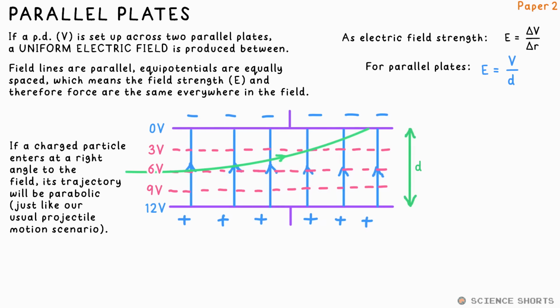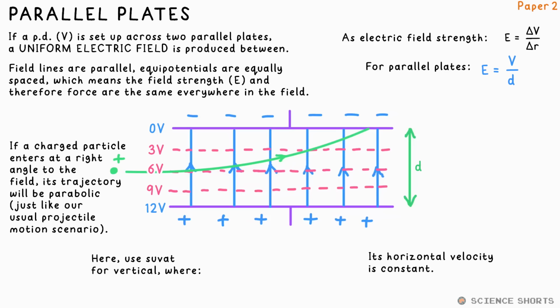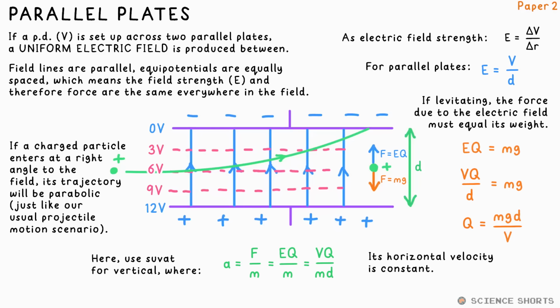If a charged particle enters the field at a right angle, its trajectory is parabolic, and then it's just identical to a normal projectile motion question. You use suvat for one component of its velocity, and your speed equals distance over time for the other component, as that doesn't change. So a equals Eq over m, or Vq over md. If our parallel plates are making an object levitate, like in Millikan's oil drop experiment, we can say the force due to gravity and the force due to the electric field are equal and opposite, so mg equals Eq.